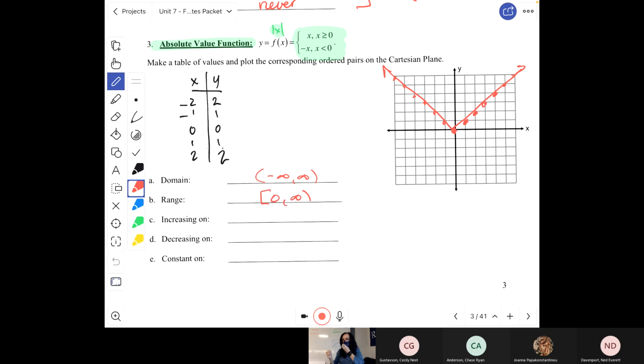Fantastic. And remember, if we transform this, that may change. Increasing, where, ooh, be careful. Where is this function increasing? Open, 0 to infinity, right? So it's increasing here. It's rising left to right here. Okay, what about where the function is decreasing?